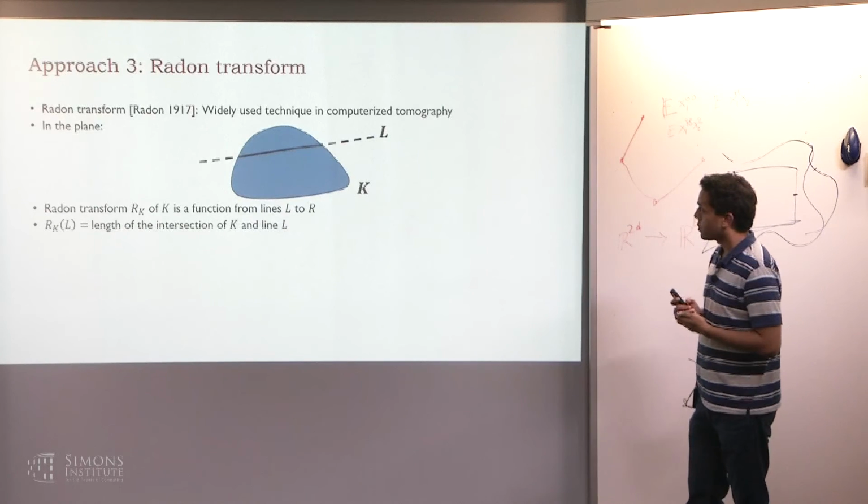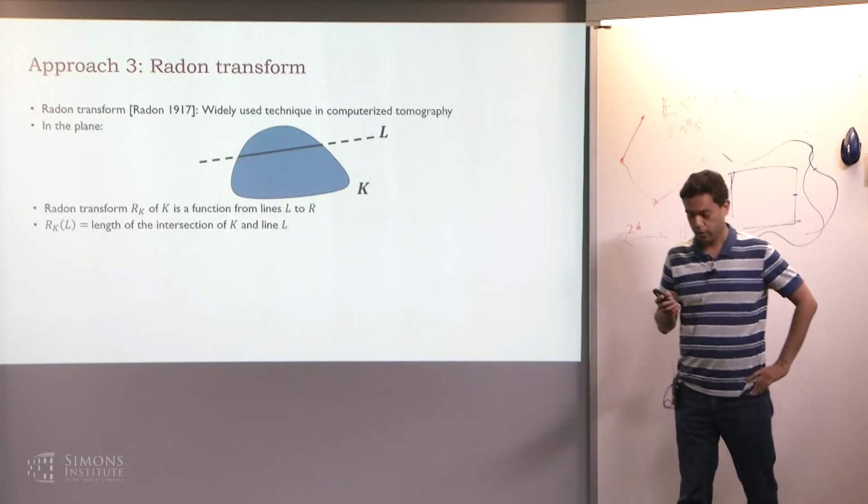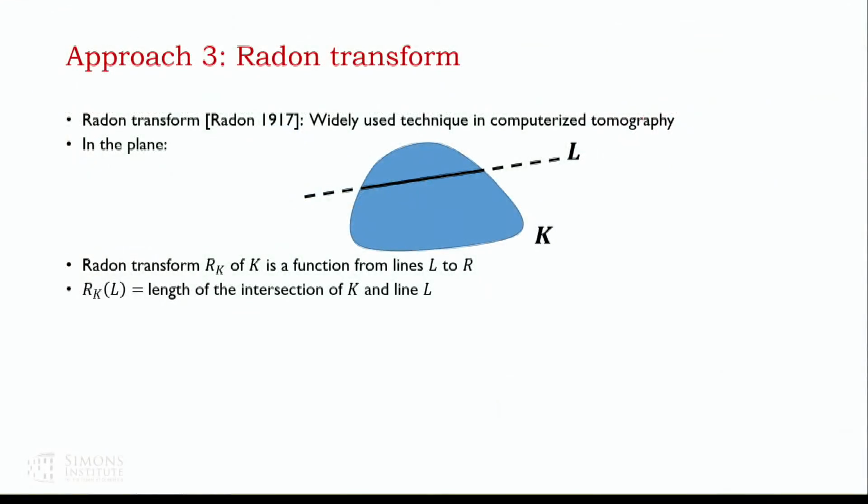So the Radon transform is a widely used technique in computerized tomography. Here I'll just show you a special case for our situation. It works more generally. So if you are in the plane and you have some organ that you don't have direct access to, but you can send an X-ray in any direction that you want.